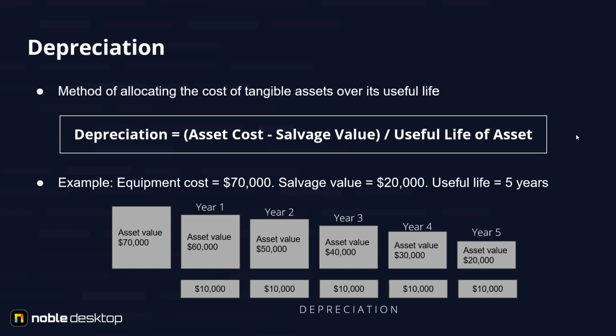In this scenario, you can see that over a period of 5 years, we would write off depreciation in the amount of $10,000 each year to get from the original asset value to salvage value when the useful life of an asset is over. Each year, the asset value will go down by that exact amount of $10,000. That was an example of straight line depreciation.